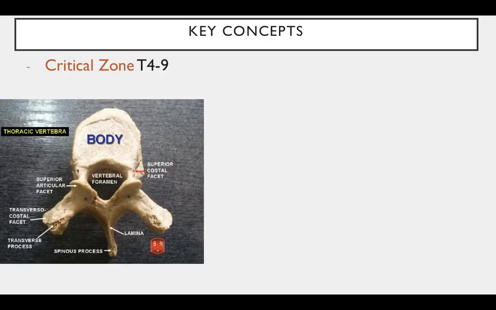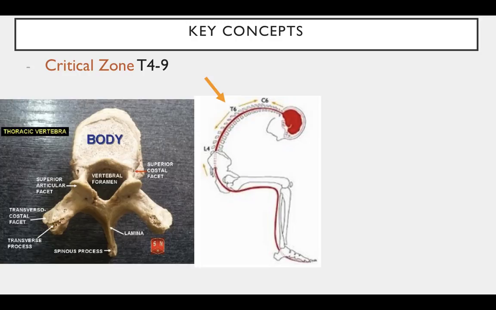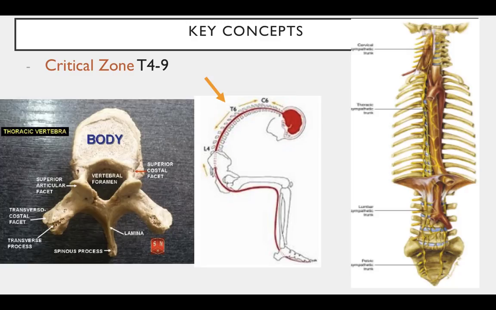T4 through 9 is considered the critical zone of the nervous system. This comes from the fact that here the central foramen is the most narrow, meaning there is less room for error of compression and dysfunction. This is also where we see most tension occurring during a slumped or bent posture. The autonomic nervous system also resides here.